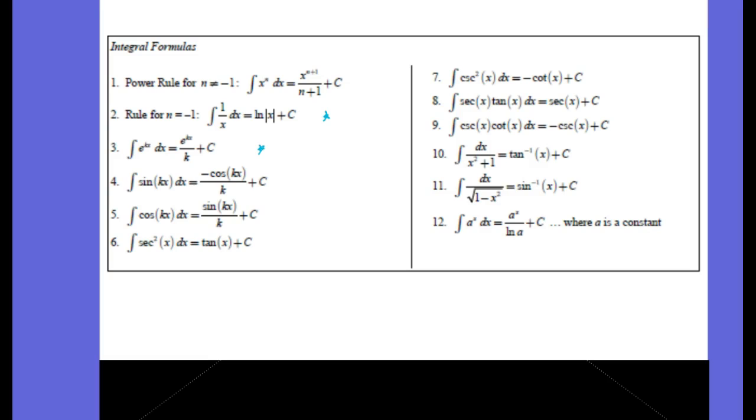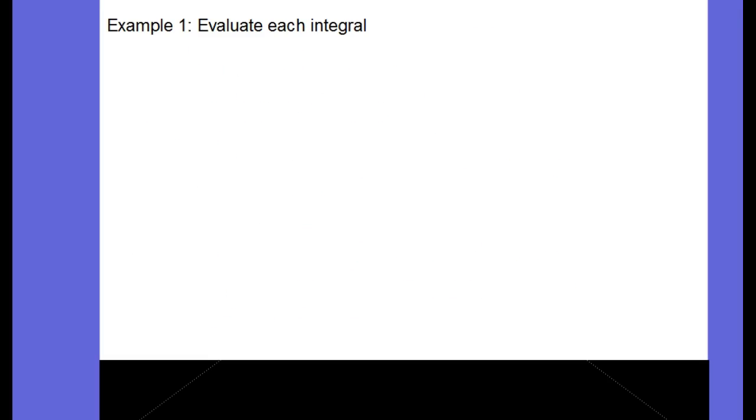Everybody pretty good with our formulas? Okay, so let's evaluate some integrals. So example number 1, you have the integral of x to the negative 3 plus the cube root of x minus 1 plus e to the 3x.